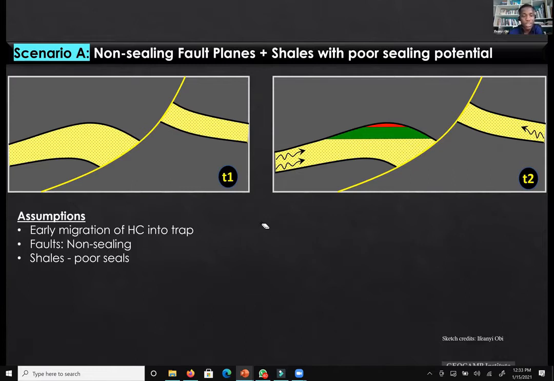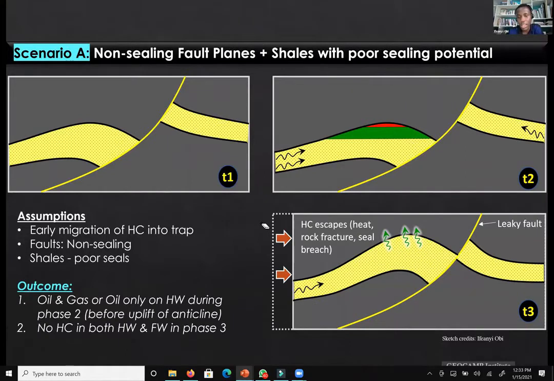The faults are non-sealing, the shales are poor. If you look at the figure on the top right, you see a working trapping configuration at time T2. So let's imagine now that at time T3, we have some kind of shortening in that area. And what you now see is that the strata on the hanging wall has moved up relative to the footwall.